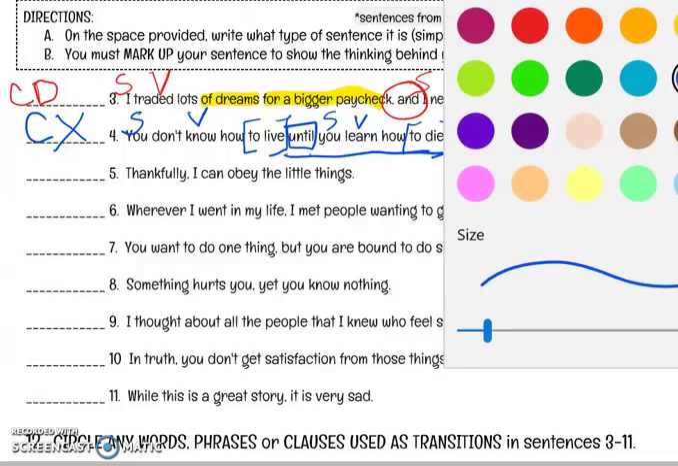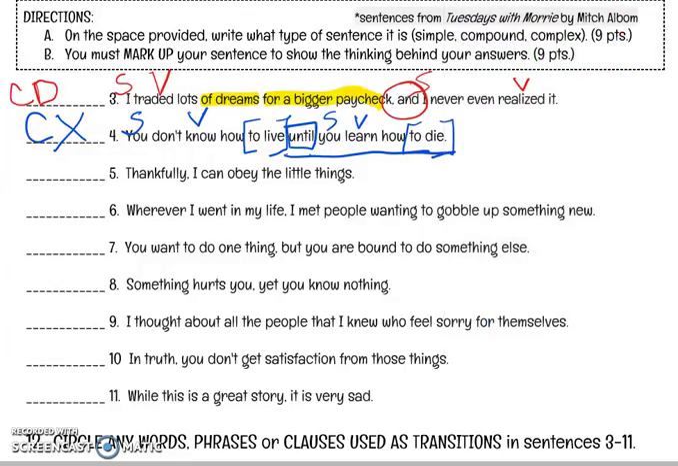The next one, thankfully, I can obey the little things. I see a comma, but there's no fanboy, so I know it's not a compound sentence. So I may wonder why is that comma there, and I can tell that I've got an adverb here with an ly, so I've got a transition that's an adverb. I don't see any subordinating conjunctions, so I'm going to look for my subject. What do? I can obey. So that's a simple sentence.